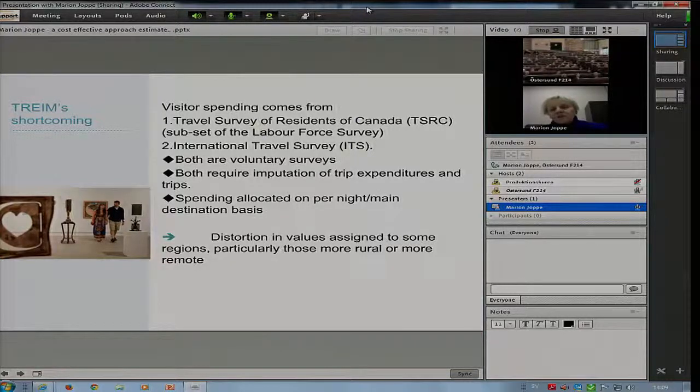Since both of them are voluntary surveys, the response rate for the Residents of Canada survey is fairly decent because it's attached to the Labour Force survey. The international travel survey is very poor because it's a mail-in after you return from your trip, and the number of people that actually do that from outside the country is quite small. So we know that there is a distortion in values assigned to some of the regions, and particularly those that are somewhat more remote.